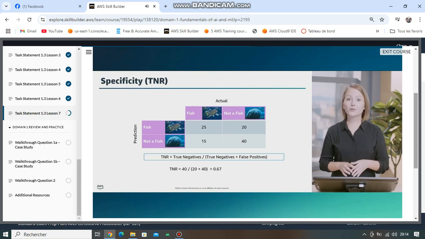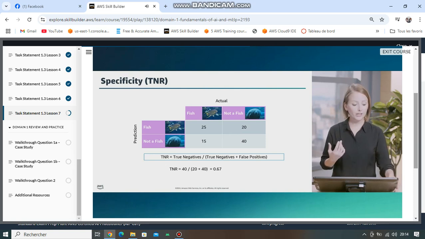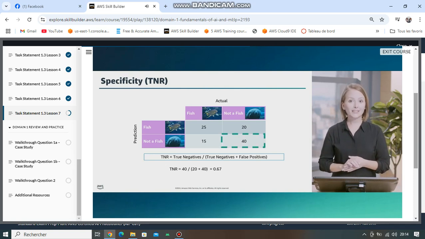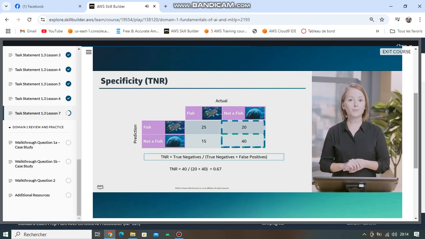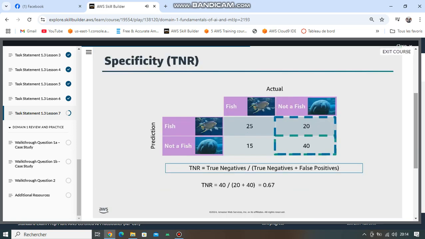Closely related to the false positive rate is the true negative rate, which is the ratio of the true negatives to the sum of the false positives and true negatives. It is a measure of how many of the predictions were of not fish out of the images that were not fish.